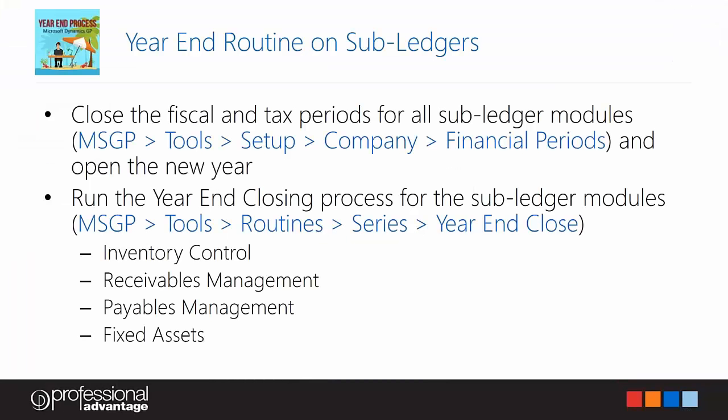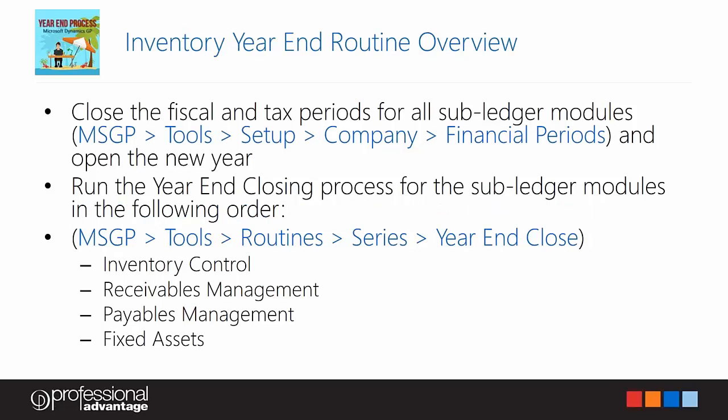The year-end closing for subledgers is available for inventory, receivables, payables, and fixed assets. When you go through the year-end closing for subledger modules, you may find that each module has different options available. And each routine may take from 10 minutes to more than half an hour. So it really depends on the size of your database.